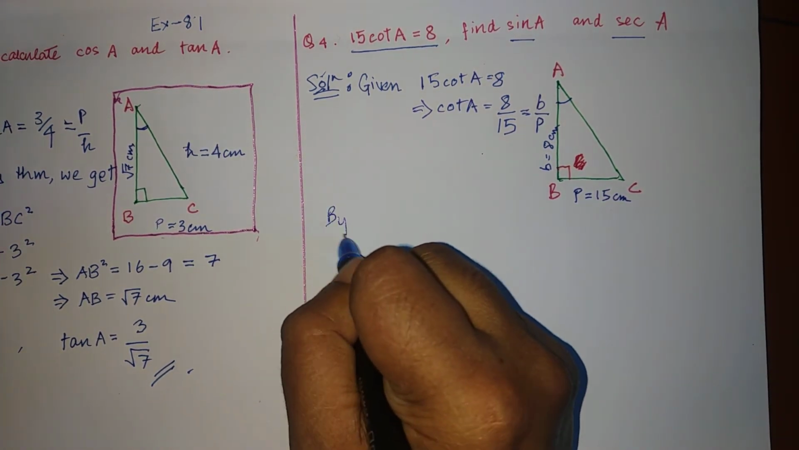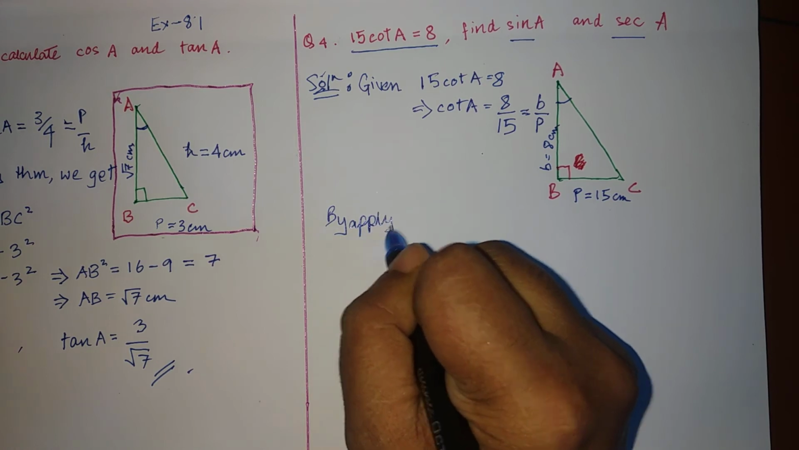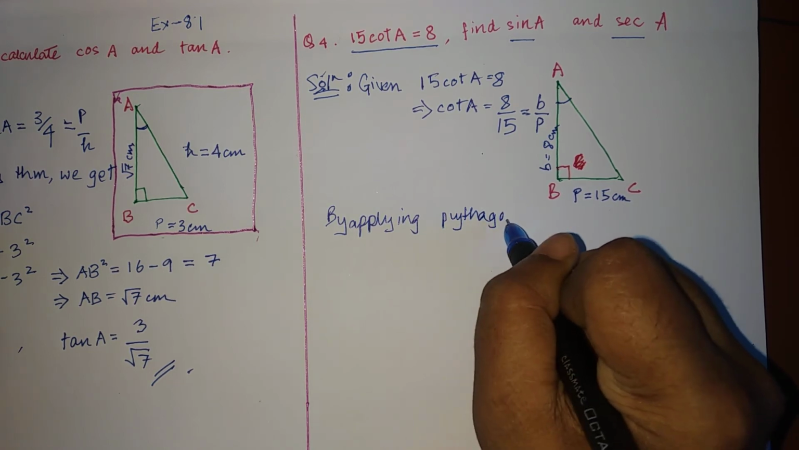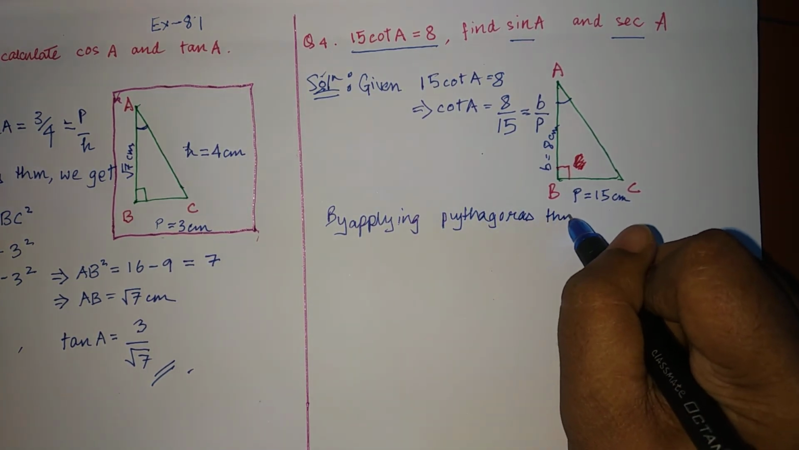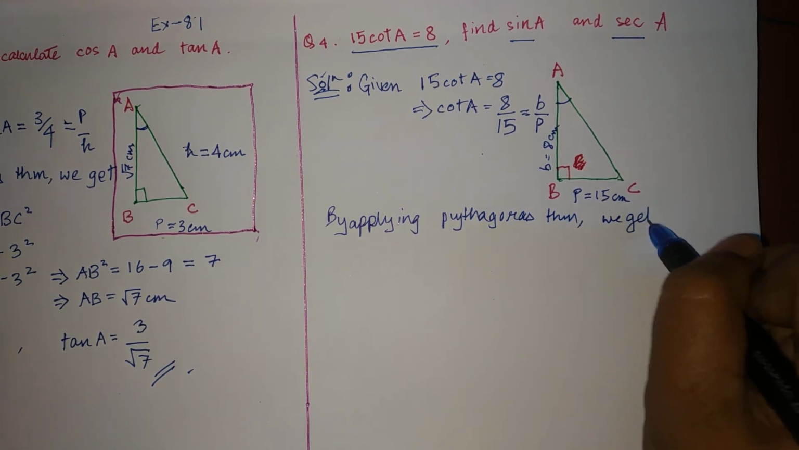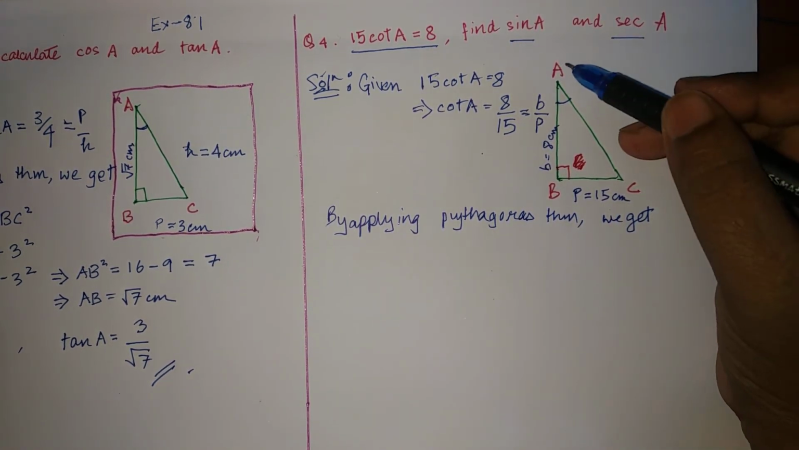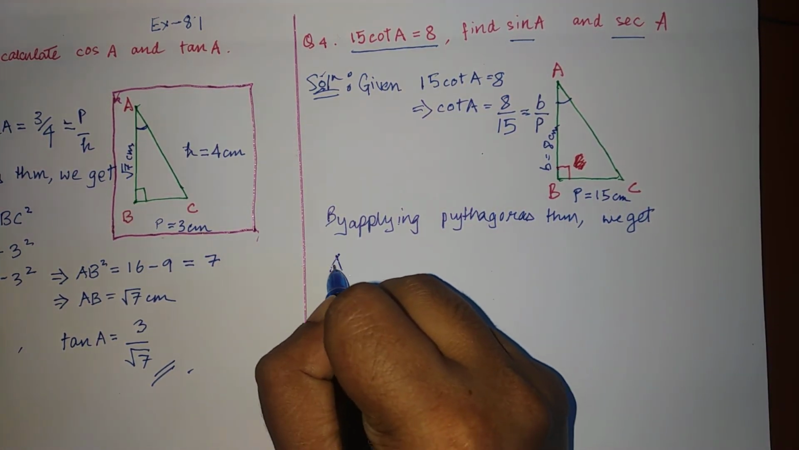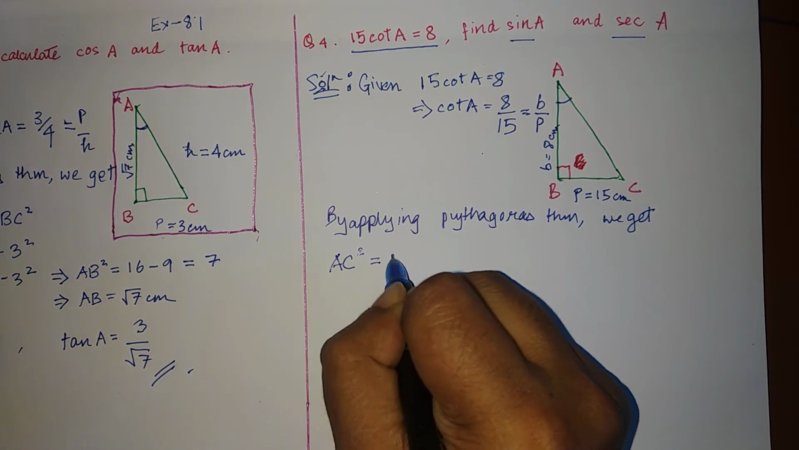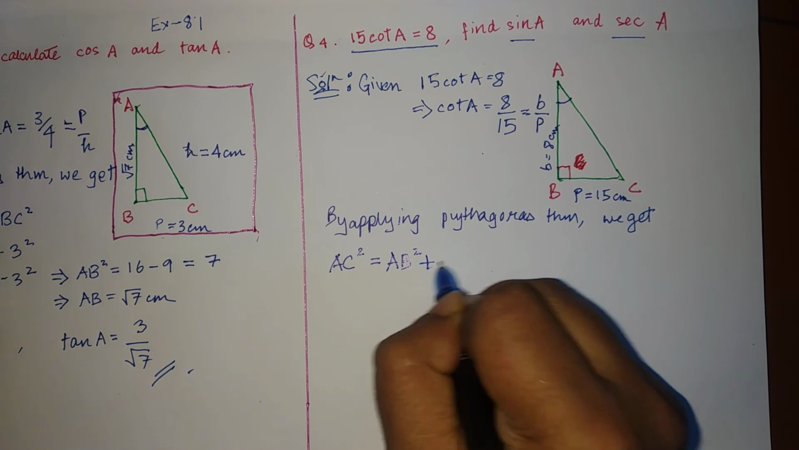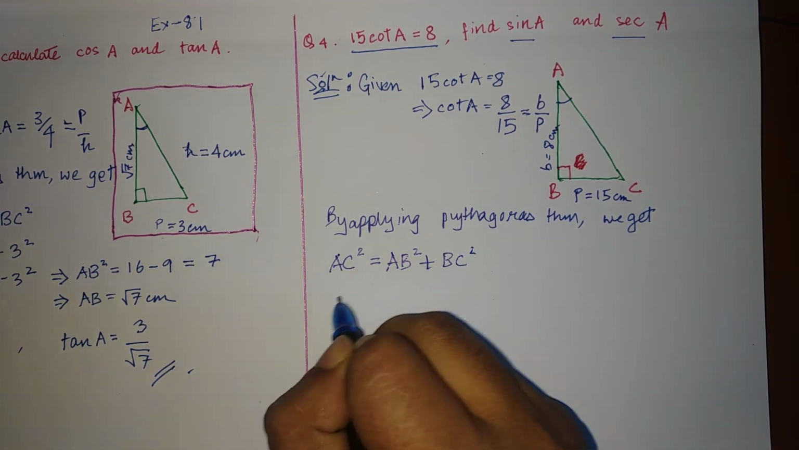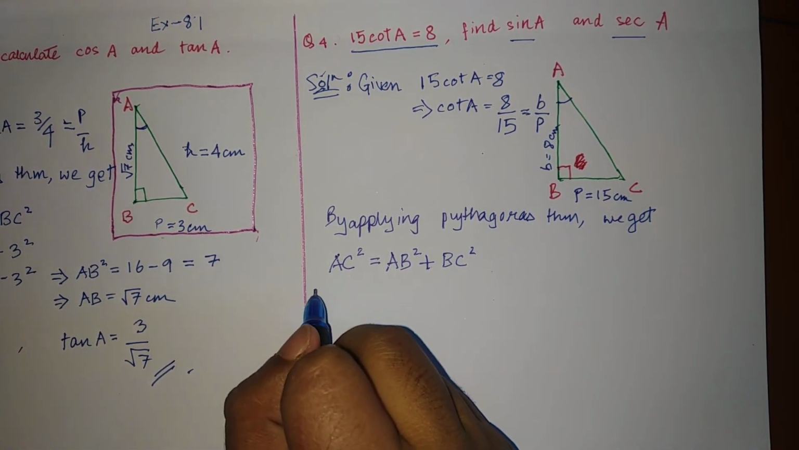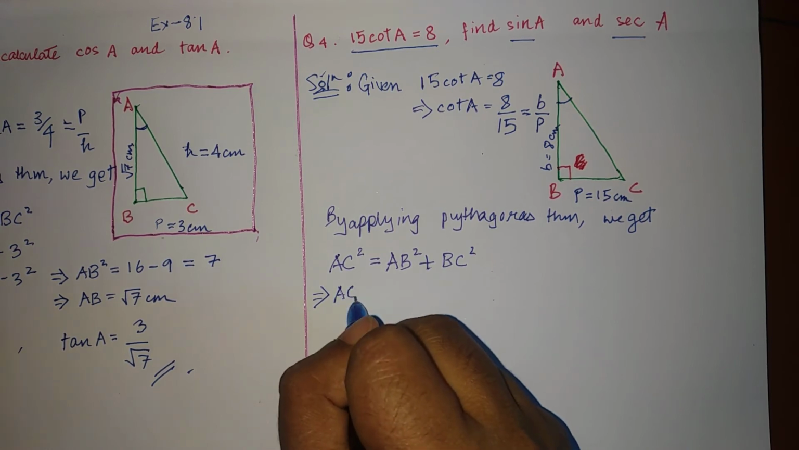So let's do it by applying Pythagoras theorem. We get hypotenuse square is equal to base square plus perpendicular square. What is the hypotenuse here? AC. AC square is equal to base AB square plus BC square. So we don't know the value of AC. We have to find this one. So let's leave AC be AC.